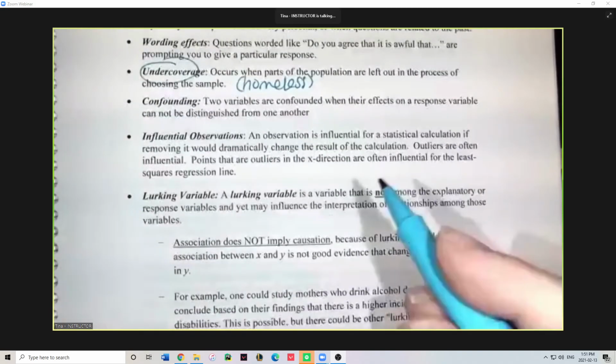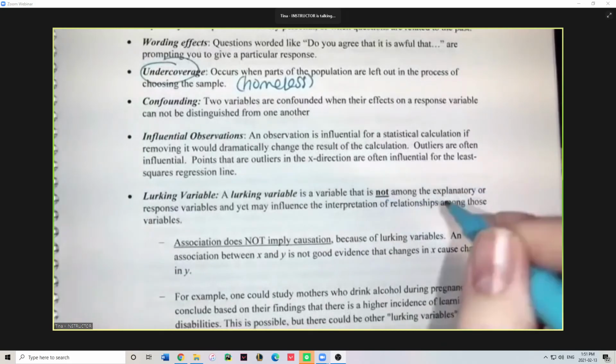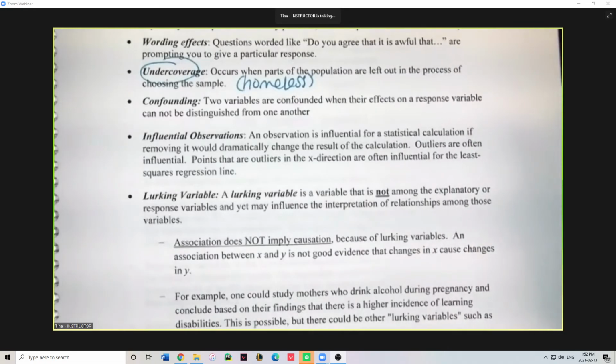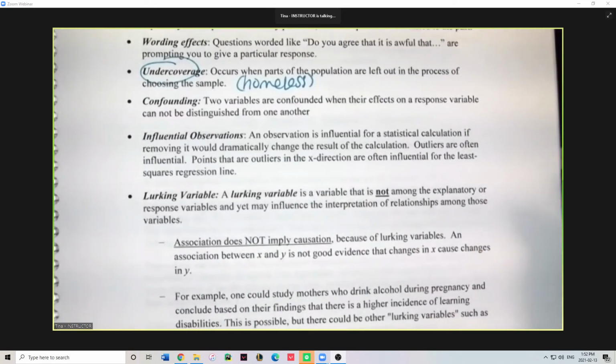Okay, so lurking variable is a variable that's not among the explanatory response variables, but may influence the relationship or what the cause and effect is that you're stating. So a variable is confounded basically when there's a lurking variable. So they're basically the same kind of thing. Okay, a lurking variable might be something that affects your data, but isn't one of the variables that you're studying.